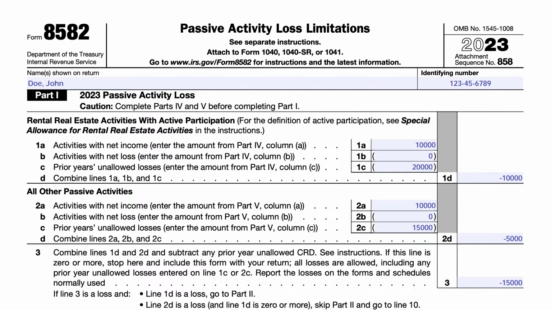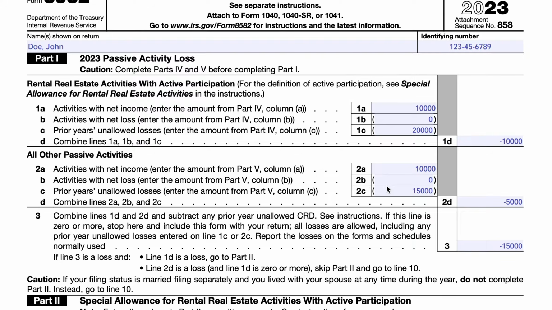I don't have information to put into all of the parts, but what I will do is go over each of the 9 parts and then we'll walk through a case study type scenario. Part 1 is the part of the form where you actually calculate the total passive activity loss, but you do need to complete several parts, specifically parts 4 and 5, before you start on part 1.